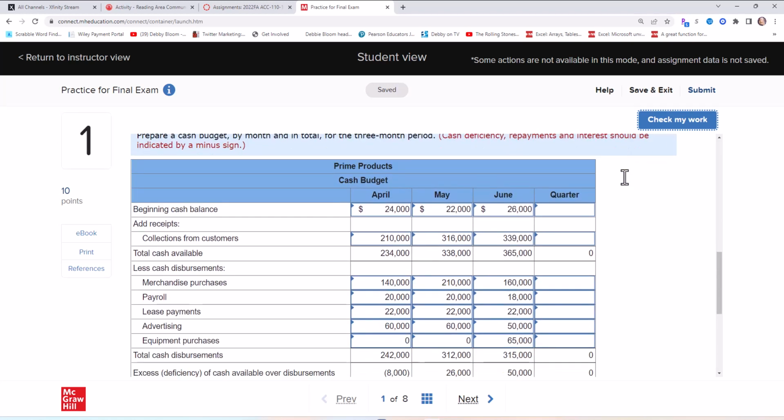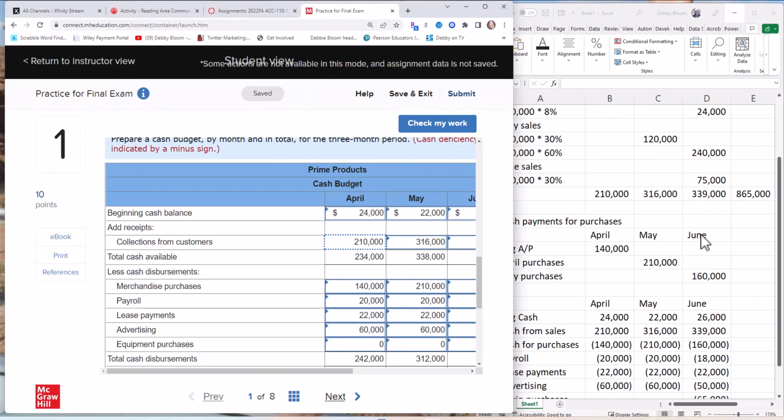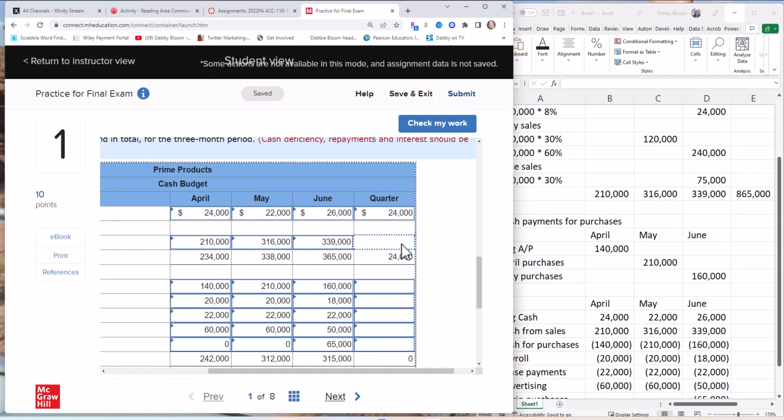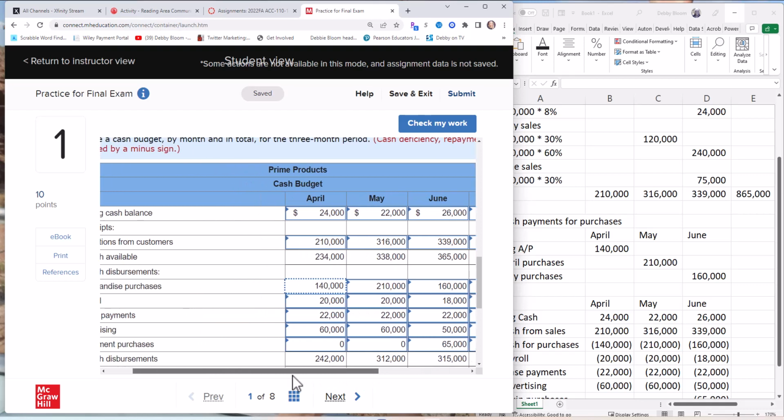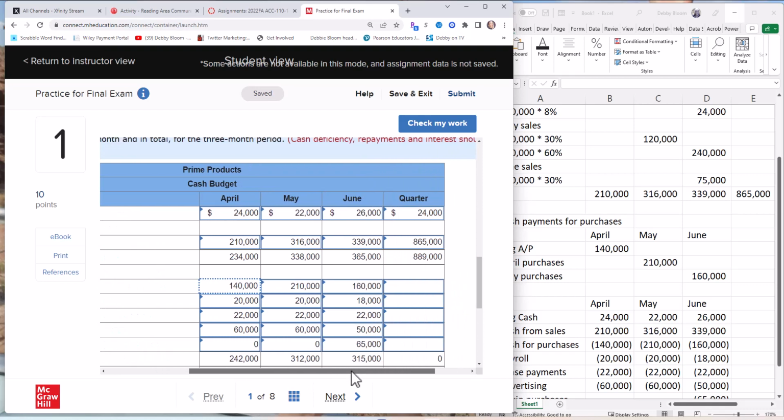Now for the quarter, you have to be careful because the beginning cash balance for the quarter is not the sum of those three numbers. The beginning cash balance is the cash balance on April 1st, $24,000. Next, we have to put in the total cash collections from customers. We already calculated that, $865,000. Now all we have to do is add up each one of these three numbers.